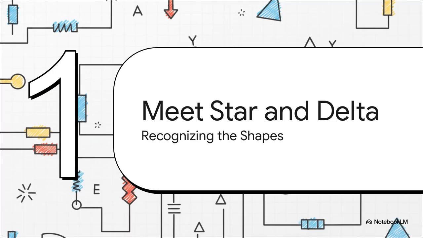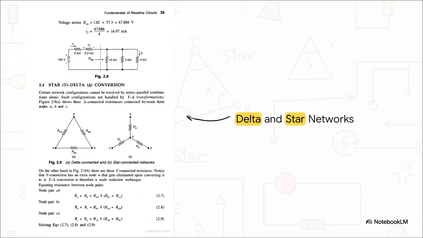Section 1. Meet star and delta. Recognizing the shapes. Okay, to untangle this mess, we need to introduce two key network formations. First up is the delta-connected network. True to its name, it forms a closed triangle or loop. Current is completely free to circulate within that closed path between three distinct nodes.